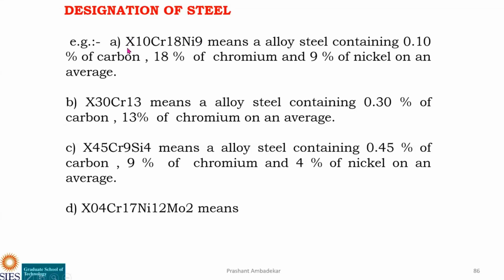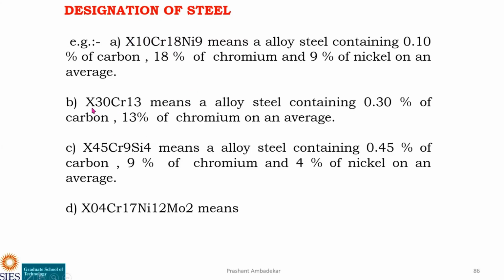So even if this X is not there, I can understand that there are alloying elements like chromium and nickel. Since chromium and nickel are the alloying elements and their content is 9 or more than 9, I can understand that it is a high alloy steel. So even if this letter X is not there, I can understand this.